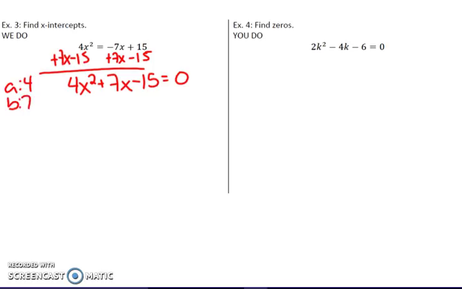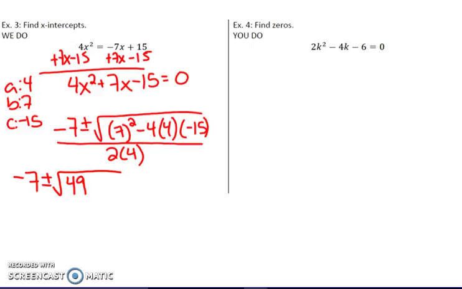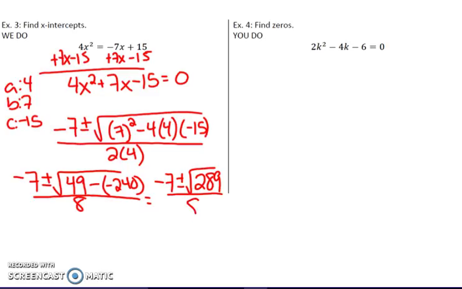A is 4, B is 7, C is negative 15, so I have negative 7 plus or minus the square root of 7 squared minus 4, A is 4, negative 15, all over 2 times 4. From here, we're just simplifying, so I have negative 7 plus or minus the square root of 49 minus, well, 4 times negative 15 gives me a negative 240, all over 8. Well, this becomes negative 7 plus or minus the square root of 289 all over 8.